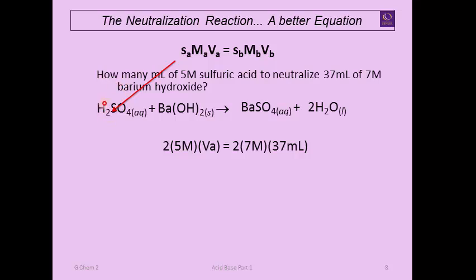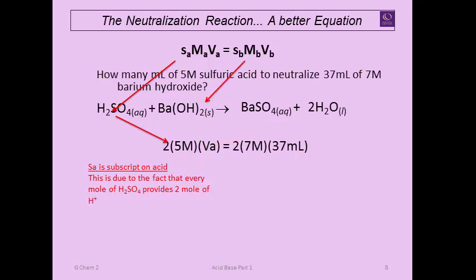This is sulfuric acid, so there's 2 equivalents of acid for every mole of sulfuric acid that's actually in solution. So consequently, I use that number, and that SA is the subscript of the acid. And so it's 5 molar, and the volume I'm going to use is the unknown. And then I get over here and look at the base, and it also has a 2 for the subscript. So when I set that up, I include that 2 right there, times the 7 molar, 37 mL, and then I just collect the terms over to the right and solve for VA.